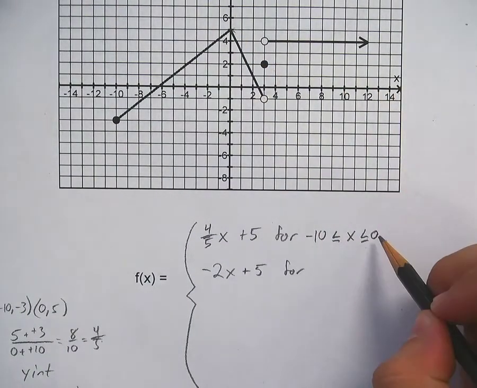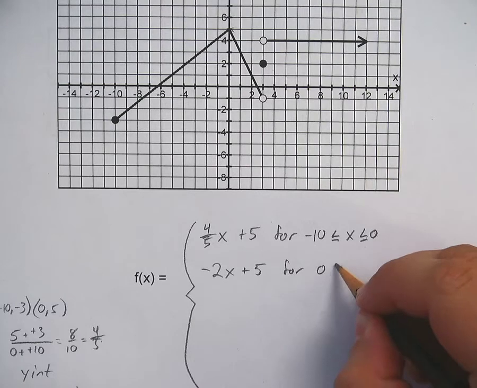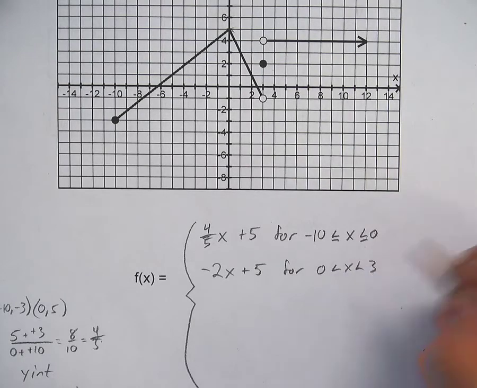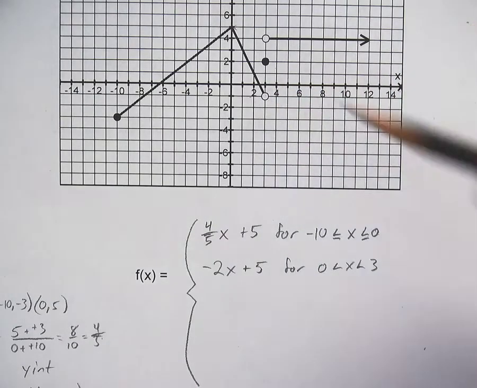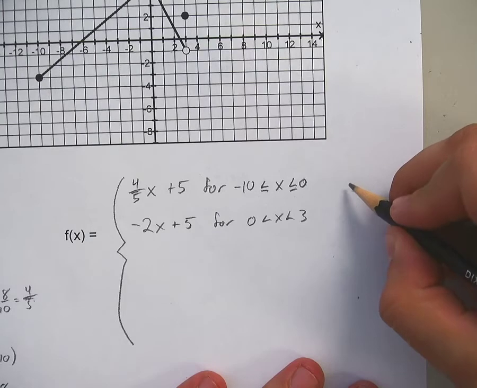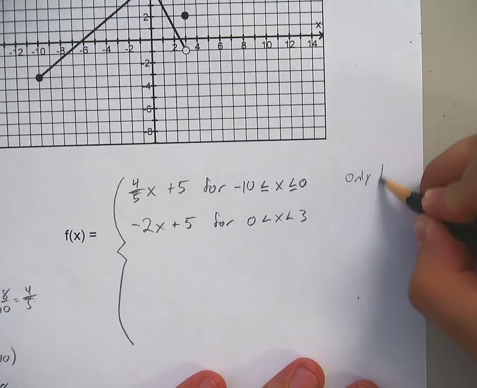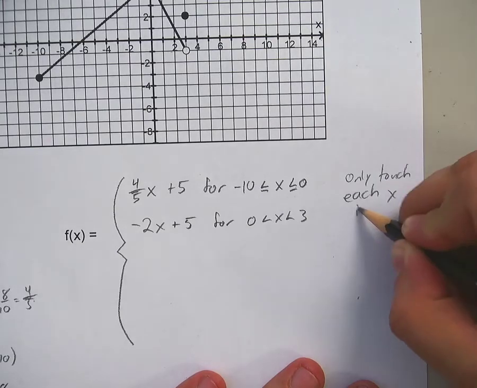But notice since I touched 0 up here, I can't touch it down here. So I'm going to go from 0 to 3, and notice I do not touch 3 right here. So I want you to put a little note over to the side. You can only touch each x in one place.